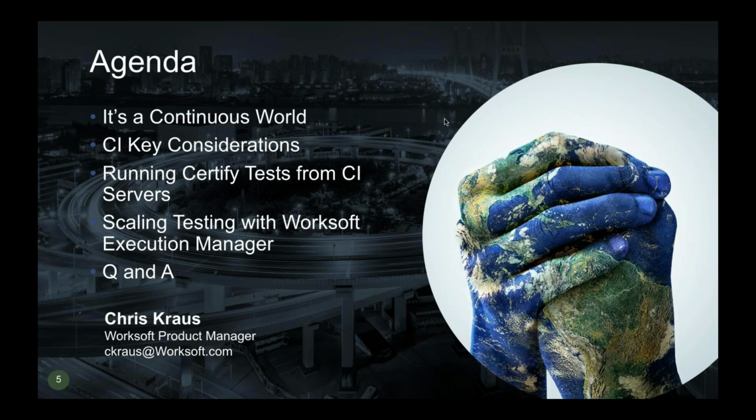So we'll first talk about, it's a continuous world. What do those things mean? Specific key considerations for continuous integration. How do we run our Certify tests from the CI servers, and scaling them with Execution Manager, and then we'll go to QA. And I will do several demos talking about that.